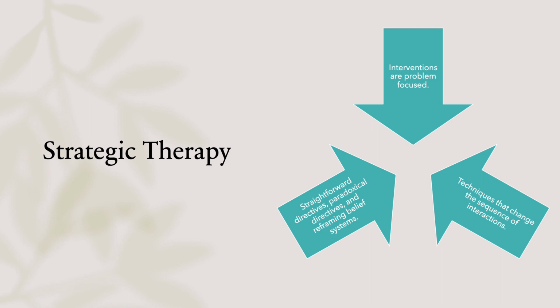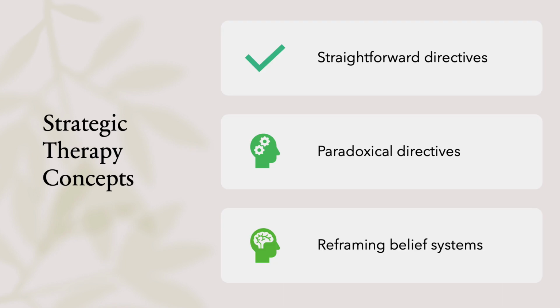Strategic therapy interventions are problem-focused. Strategic therapy is more symptom-focused than structural therapy. Strategic family therapists are concerned mainly with those techniques that change the sequence of interactions that are maintaining the problem. Techniques are straightforward directives, paradoxical directives, and reframing belief systems.